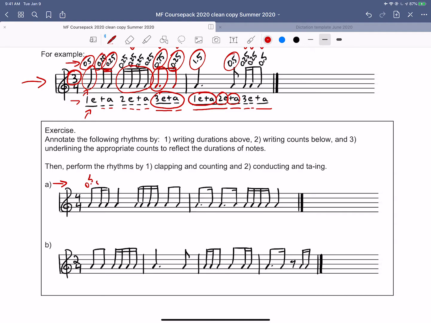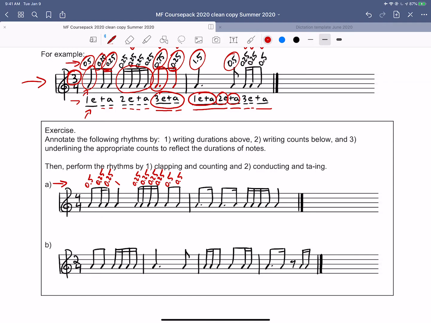So that's an eighth note. That's 0.5 for the eighth note, 0.25, 0.25 for the 16ths. One full beat there. And then, yes, I realize this is tedious. You won't have to do this forever. But this just trains you to associate notes with values. 2 eighth notes, 0.5 each.